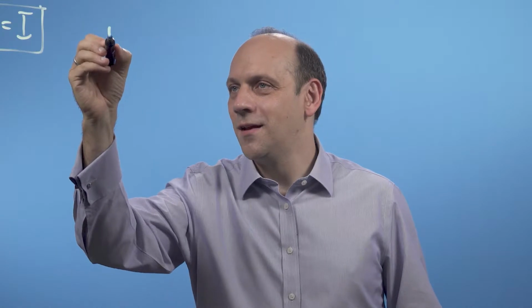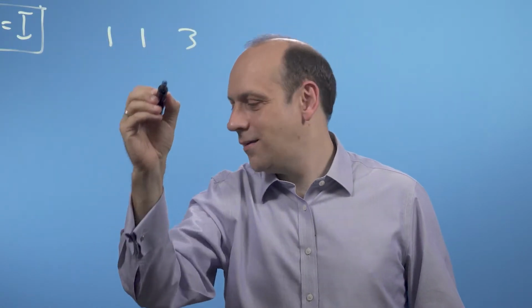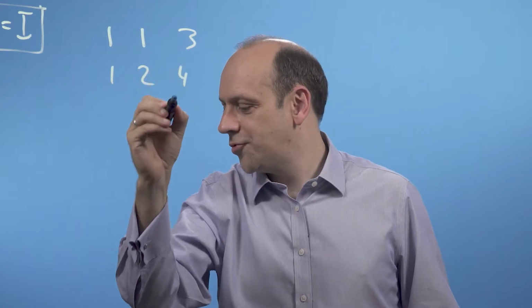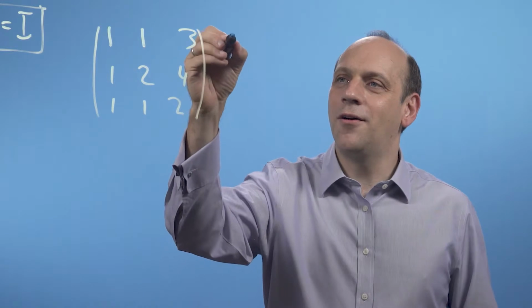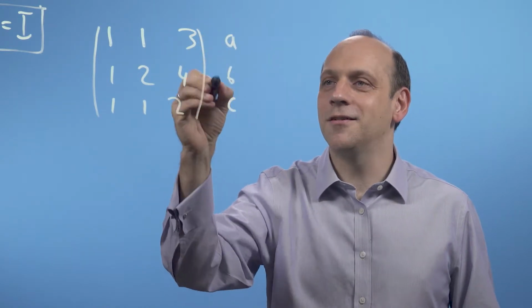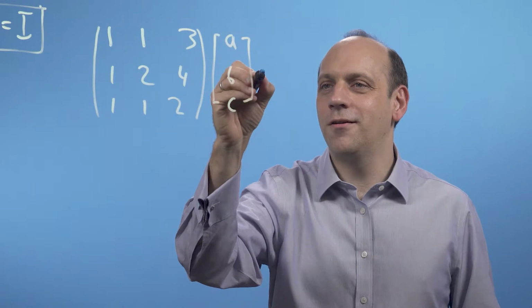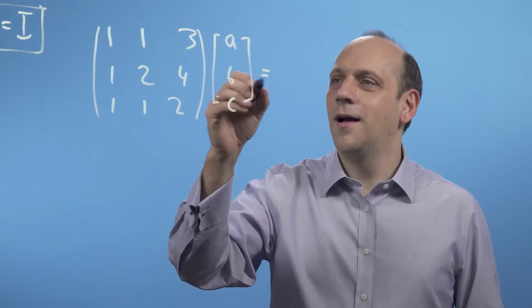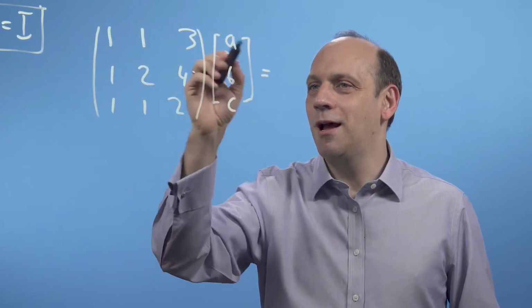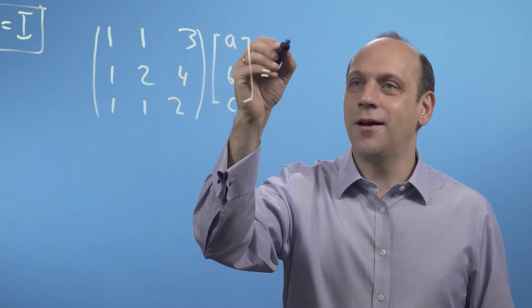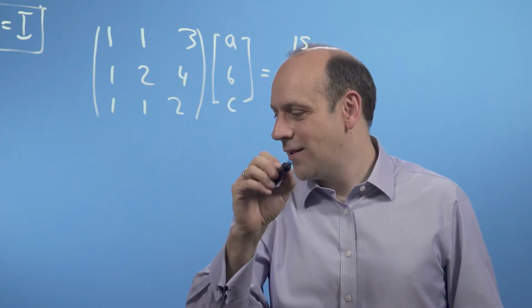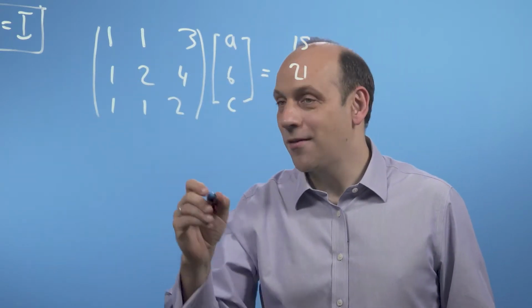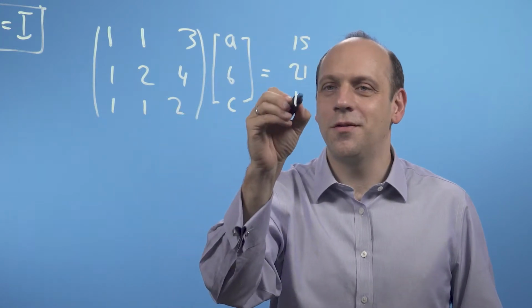So I'm going to take a matrix that looks like this: 1, 1, 3, 1, 2, 4, 1, 1, 2. And I'm going to say that I have apples and bananas and carrots, say. Okay, they're not a fruit, but they're another sort of fruit-like object that we eat. And so I'm saying that I bought 1 apple, 1 banana, and 3 carrots, and that cost me, let's say, 15 euros. Another day I went in, I bought 1, 2, and 4, and that cost me 21 euros. And another day I bought 1, 1, and 2, and that cost me 13 euros.